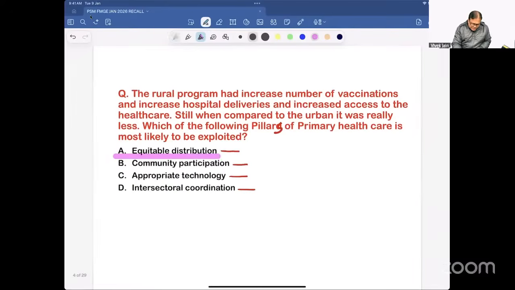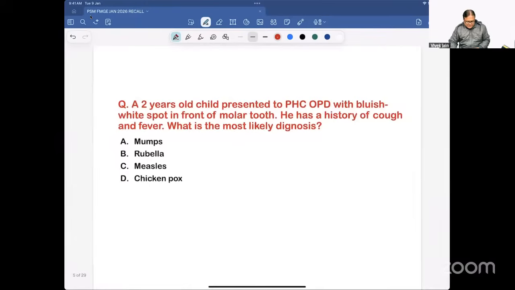Students are saying here it was a tribal program. Even then, the answer will remain the same. When two places are not similar to each other in terms of service delivery, the principle which is getting violated is equitable distribution. The services should be equally distributed across geography, and across socioeconomic status also.